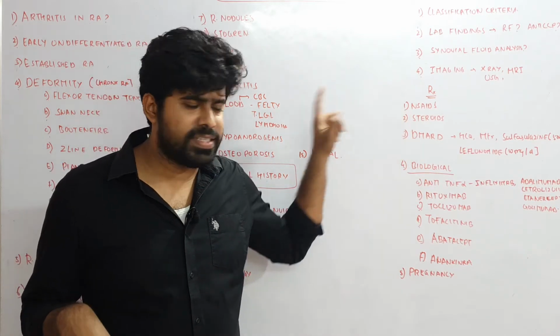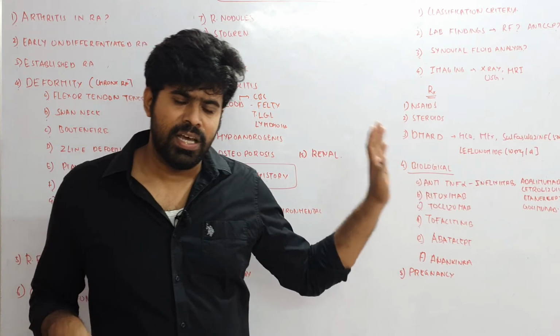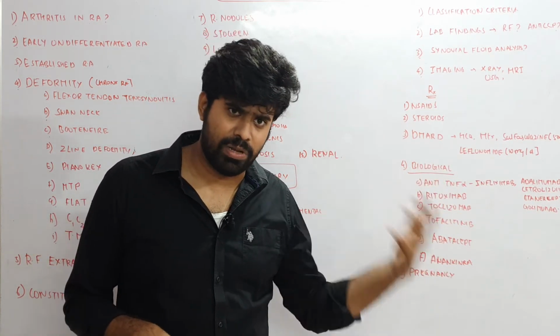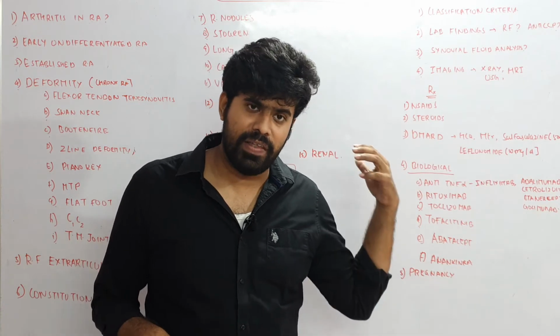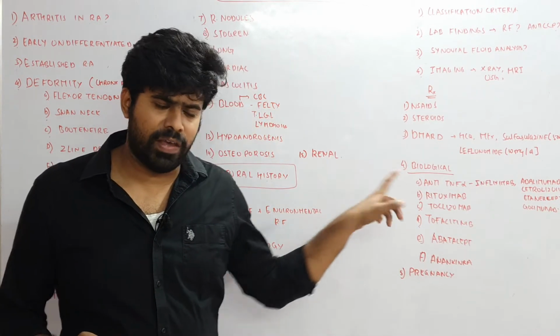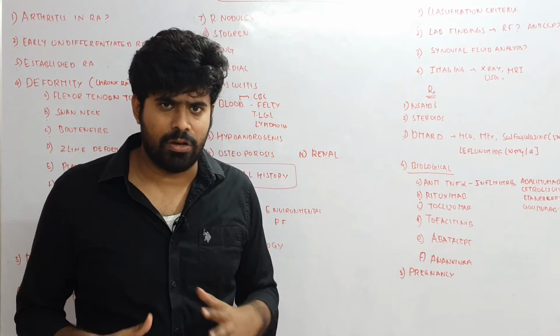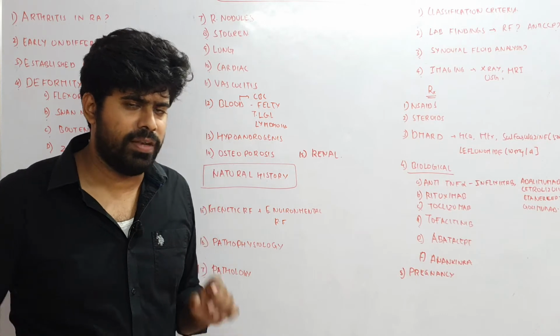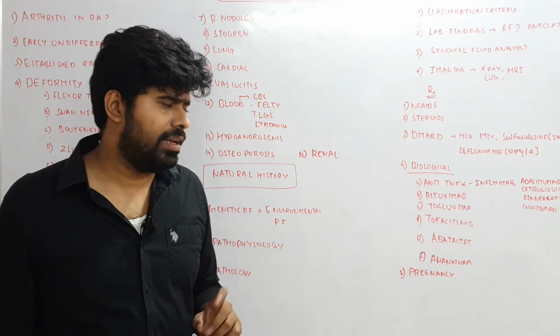NSAIDs, which were used in the past, are now not preferred in rheumatoid arthritis patients. They can be used as an additional add-on drug, but they cannot be given as the primary drug in rheumatoid arthritis because they can cause problems like gastritis and renal dysfunction. Hence, NSAIDs are not preferred as first-line management. They can be used as an adjunct for pain relief.